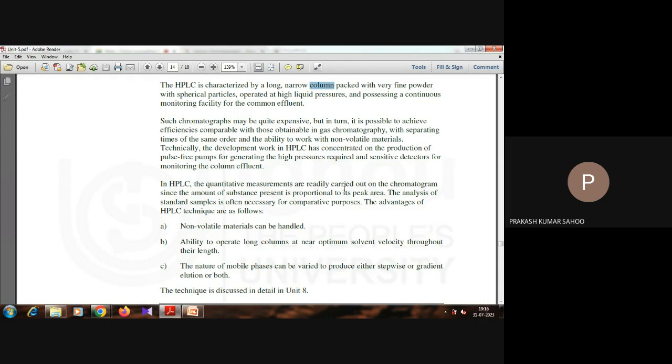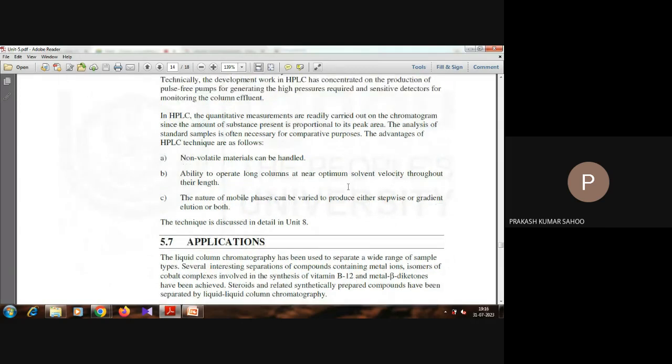Technically, the development work of HPLC has concentrated on the production of a pulse-free pump for generating high pressure. In HPLC, quantitative measurements are readily carried out on the chromatogram, since the amount of substance present is proportional to peak area. What are the advantages? Non-volatile material can be handled in HPLC. Ability to operate long columns at near optimum solvent velocity throughout their length. The nature of mobile phases can be varied to produce either stepwise or gradient elution or both.